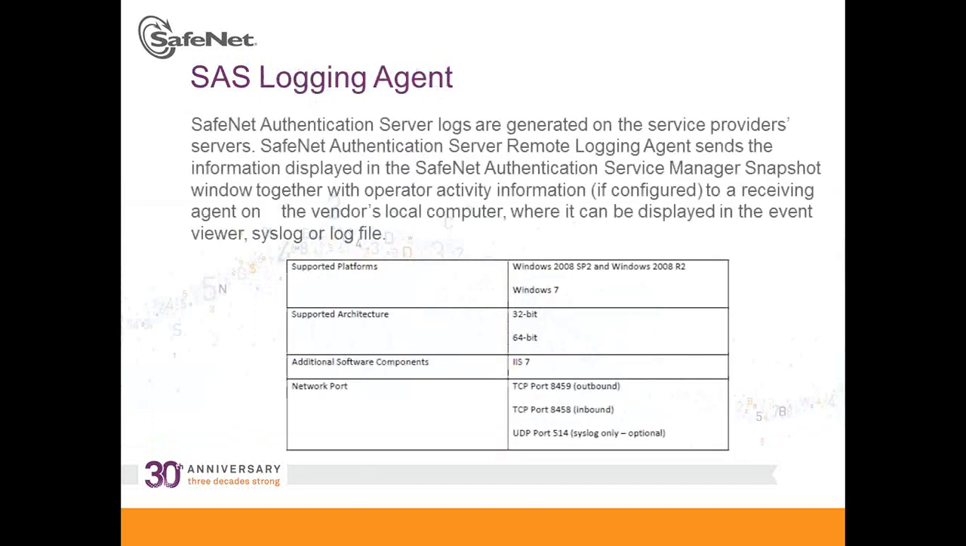So we're going to talk a little bit about the SAS logging agent. This is an agent that we provide that allows customers or service providers to have certain information from SAS reported locally on their network. Now this agent supports 2008 and Windows 7. We provide it in both 32 and 64-bit architecture. The ports that we use are 8459 outbound, 8458 inbound, and if we're using Cloud, we're using UDP port 514.